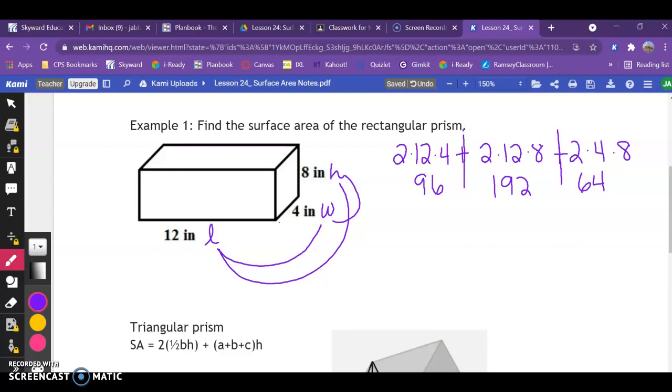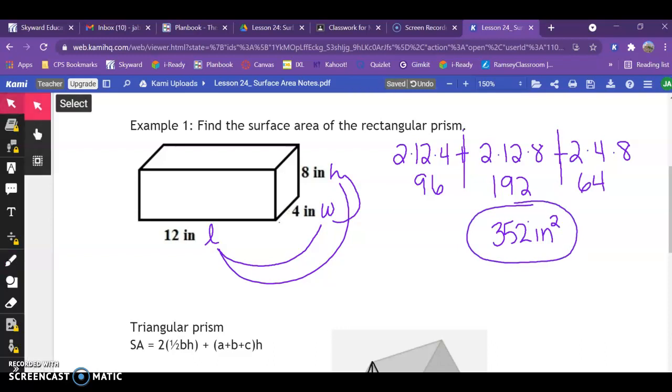So I multiplied those 3 pieces together and got those numbers. Now I'm going to add them all together, and I get 352. And these are inches, and we're finding surface area, and area is 2-dimensional. So not cubic, square inches. 352 square inches of paper I would need to wrap that box with no overlaps.